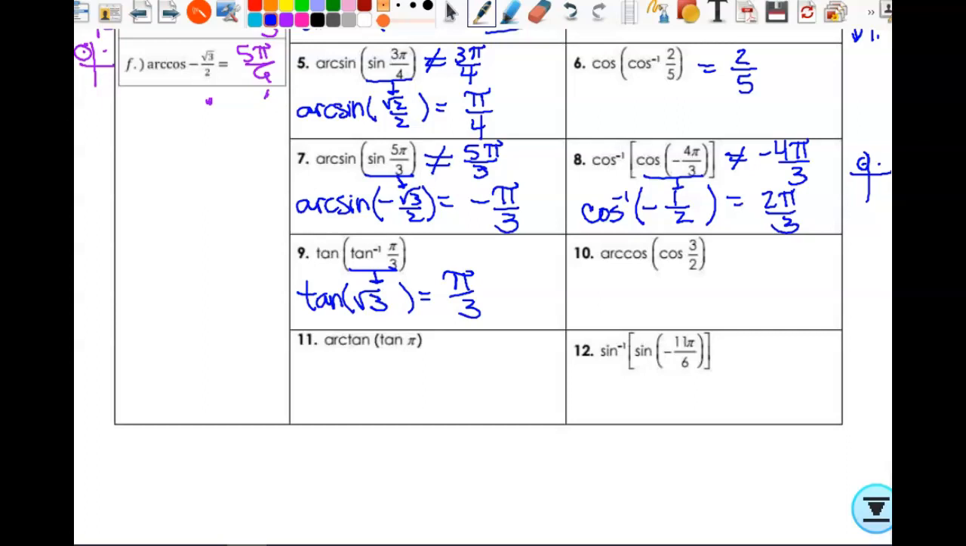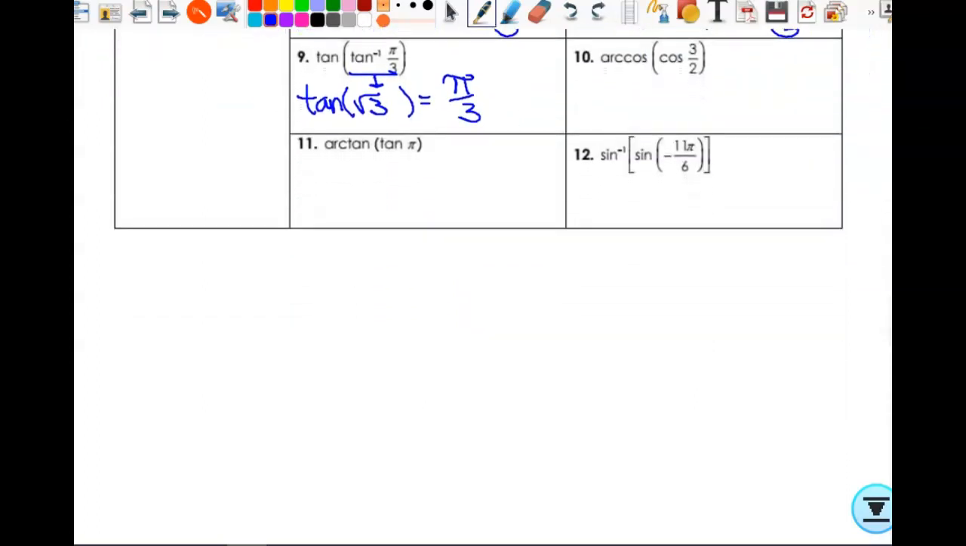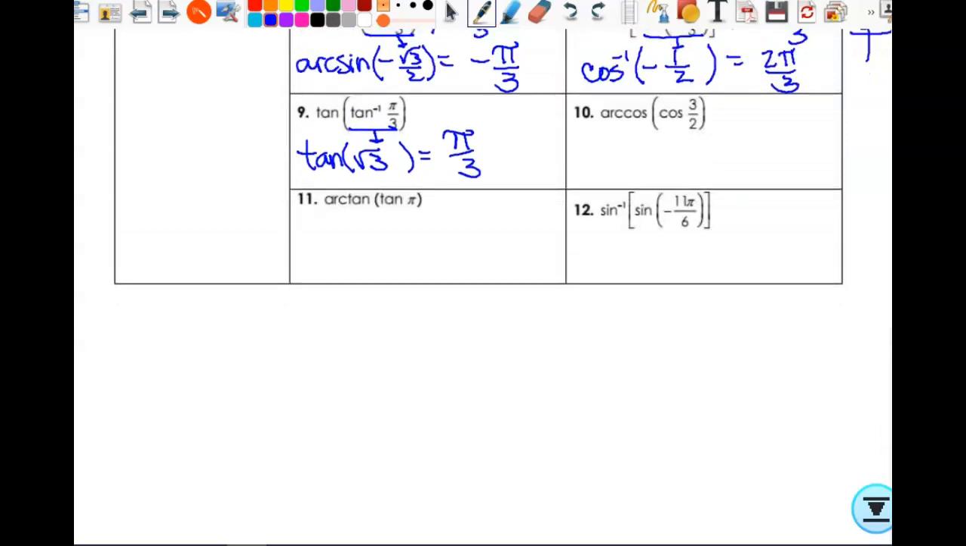It comes into play more when you don't know the values. So cosine, arc cosine of the cosine of 3/2. Does 3/2 fit within the range that we want it to?